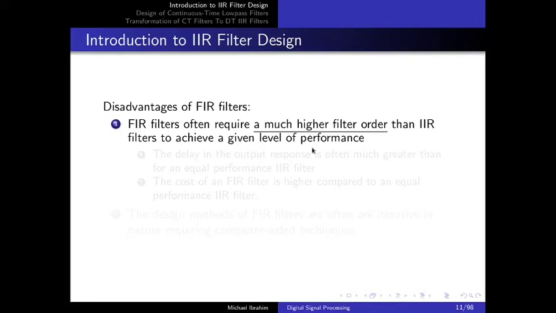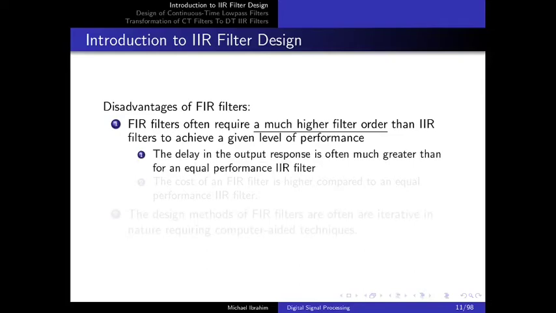So if we have the same specification and we build an FIR filter and we build an IIR filter with the same specification, the FIR filter will require much higher order filter. And by higher order, we mean a longer filter with larger hardware and so on. This will basically affect the performance as follows. First, the delay in the output response will be much greater than that of an IIR filter, we will have larger delay, and also the cost of the FIR filter will be higher compared to the IIR filter since it's having a higher order.